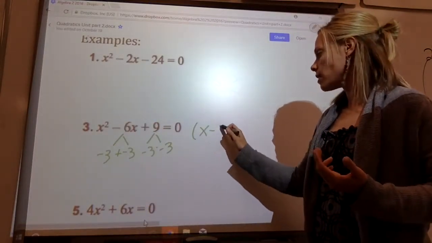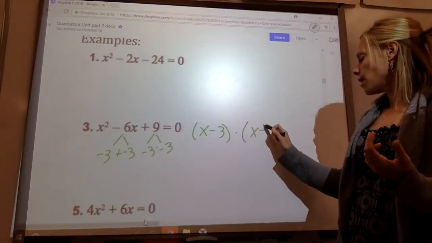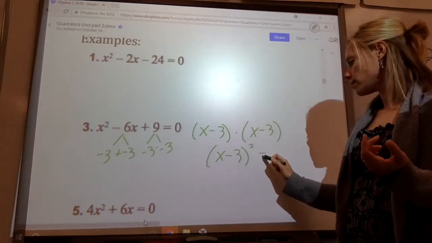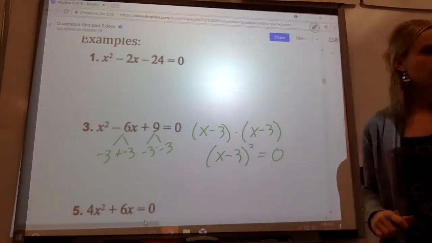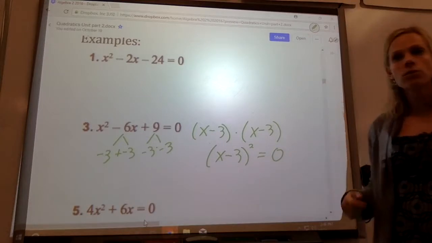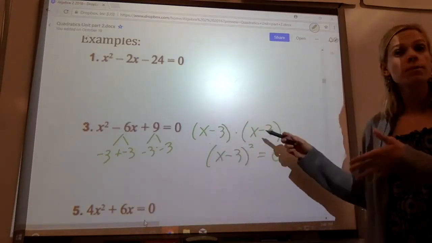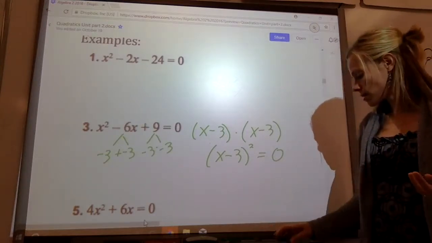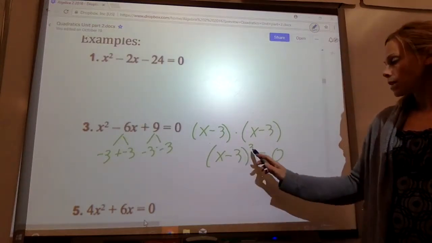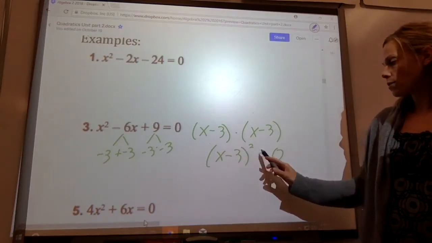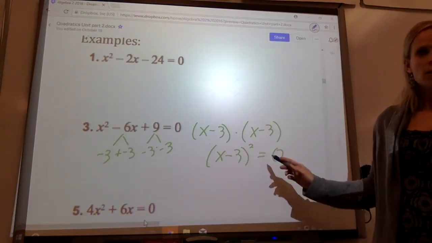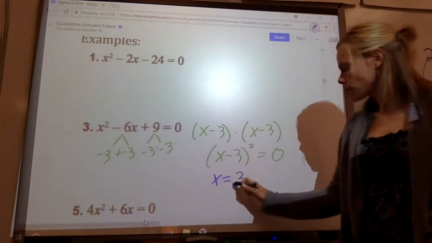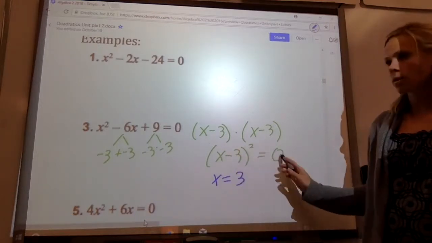So I can write this as x minus 3 times x minus 3, which is x minus 3 squared. Right? 4 times 4 is 4 squared. 2 times 2 is 2 squared. X minus 3 times x minus 3 is x minus 3 squared. So what that means is I'm only going to have one answer here, because what number squared would give me 0? 0 squared. So what minus 3 would give me 0? 3. Yep, 3 minus 3 is 0, and 0 squared is 0.